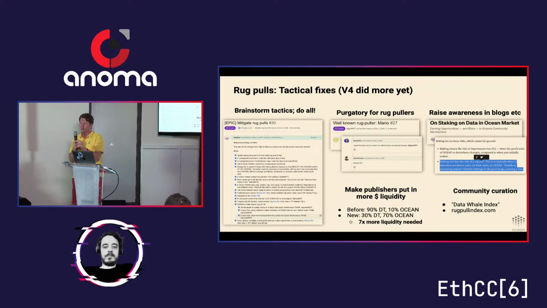Another one, actually this made a big difference. Instead of publishing a pool with $10 worth of Ocean and $90 worth of data token, flip it around: $70 worth of Ocean, $30 worth of data token. So they would actually have to put a lot more liquidity up front. So that helped a lot, actually.